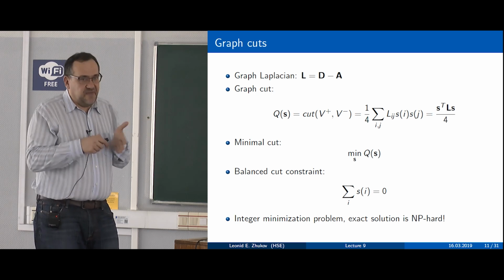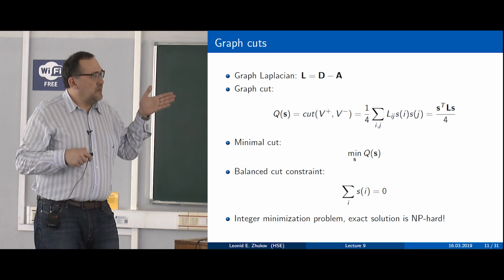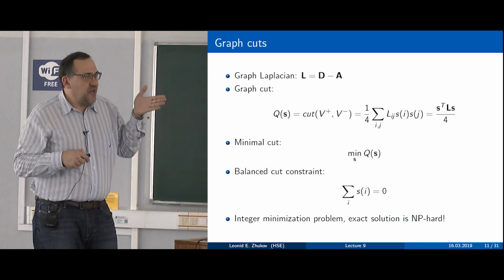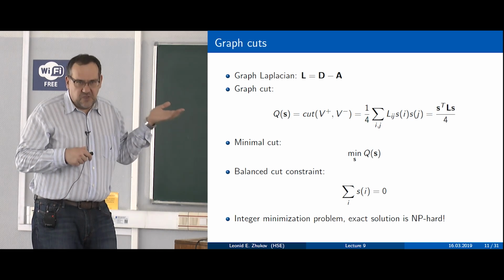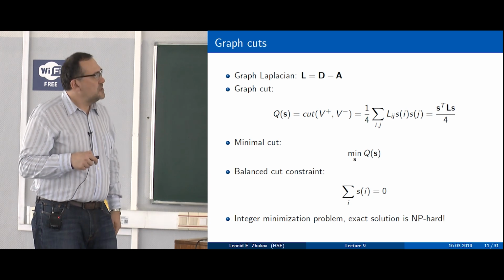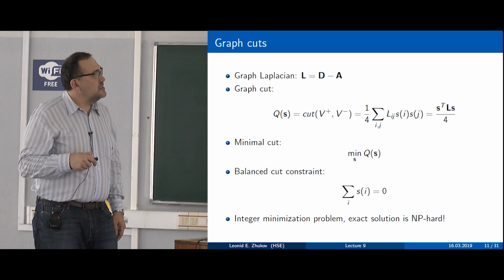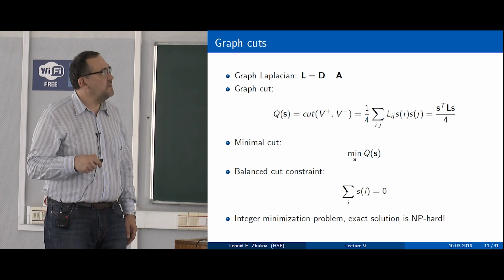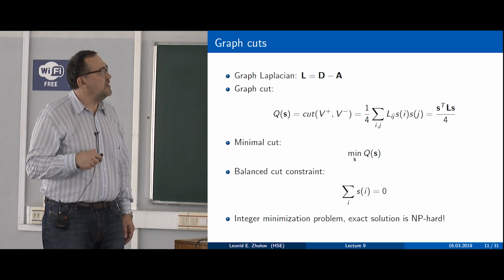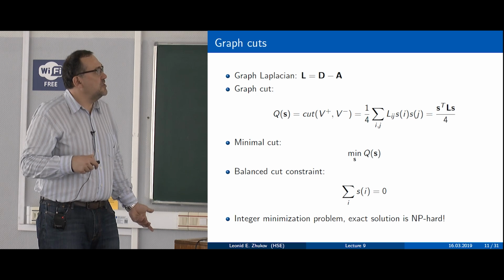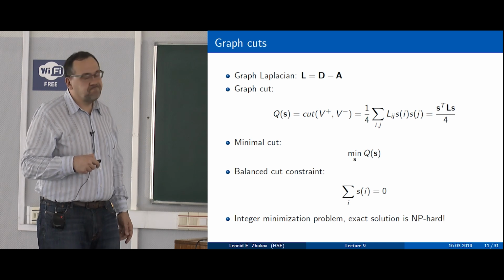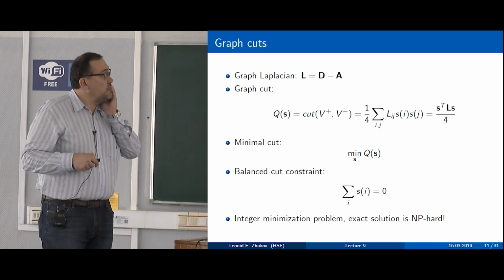But S by itself is a vector, because for every element of the vector there is a corresponding node in the graph. Si is just an element of the vector, and L is a matrix. So you can write this as a quadratic form: S transpose times L times S. And what you want to do is minimize this with respect to S. So you want to solve an optimization problem.